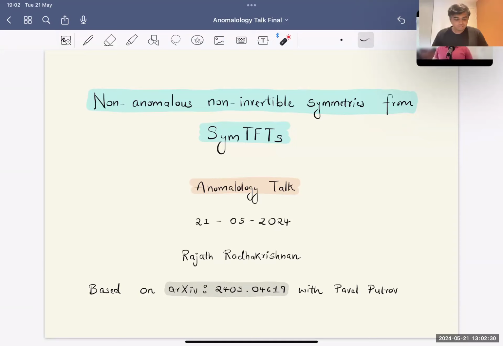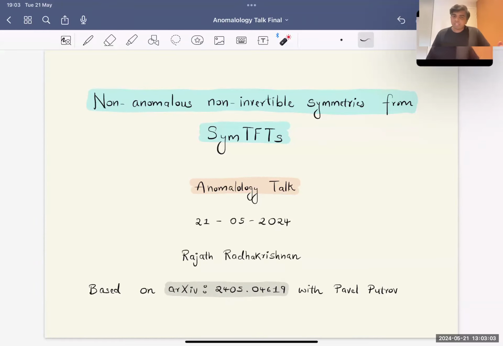Okay, thank you for the opportunity to give this talk. I'll talk about non-invertible symmetries, particularly in 1+1D, and how we can extract non-anomalous, non-invertible symmetries starting from a 3D TQFT, studied a lot in recent years, called SymTFTs. This is based on a paper which came out a few weeks back with Pavel.